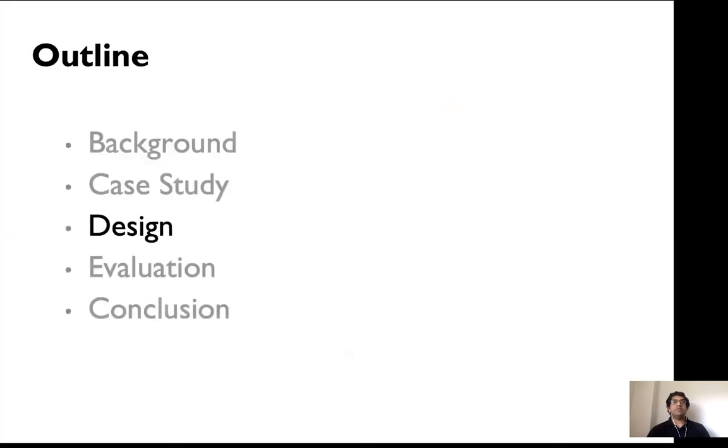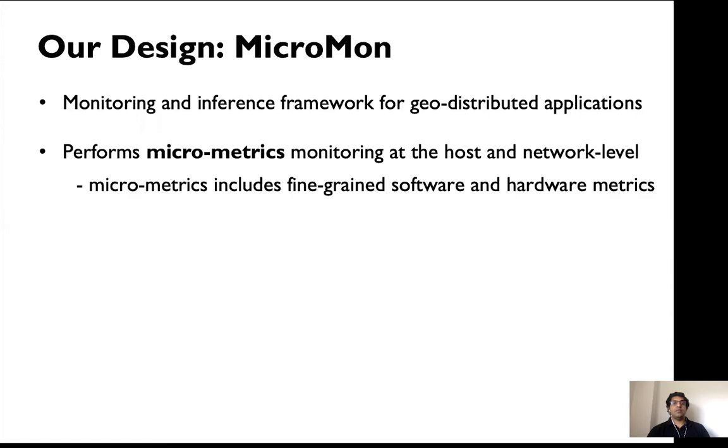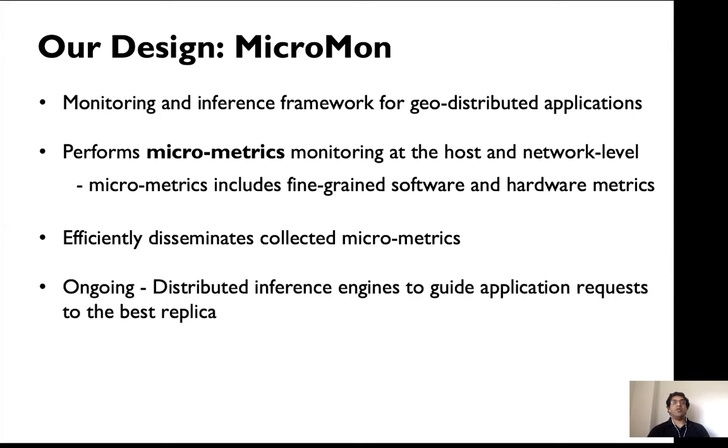To overcome these problems, we designed MicroMon, which is a monitoring and inference framework for geo-distributed applications. MicroMon performs fine-grained micrometric monitoring at both software and hardware. These micrometrics include information like page cache or hardware characteristics of an end host, and also network level micrometrics. MicroMon efficiently disseminates the collected micrometrics. Our ongoing work is looking at how to infer from these collected micrometrics at an inference engine, which could be a distributed node.